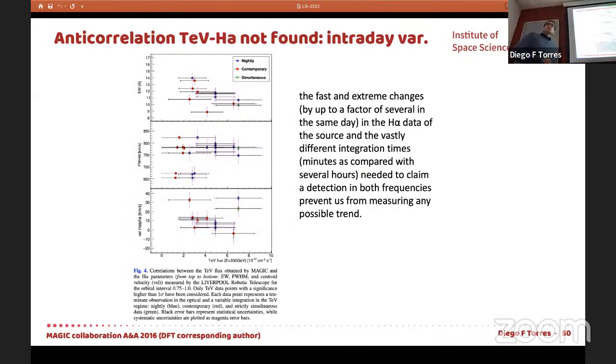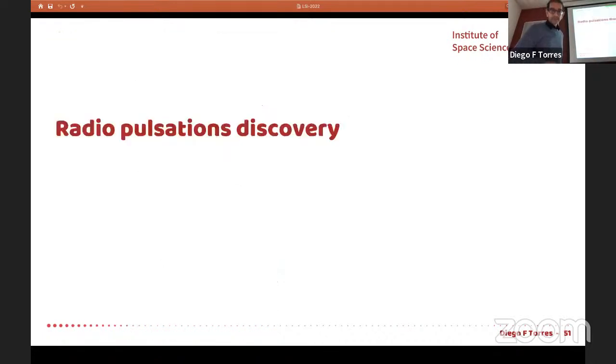The second prediction we did not detect, because we actually use H-alpha to measure, and there is a lot of intraday variability in H-alpha. We are changing a lot the H-alpha for a number of reasons, and in order to compare with TeV, we would need TeV measurements with the same integration times. And this cannot be done, because in order to get a detection in TeV you need to integrate for a significant amount of time. So this cannot be tested for the moment, at least.